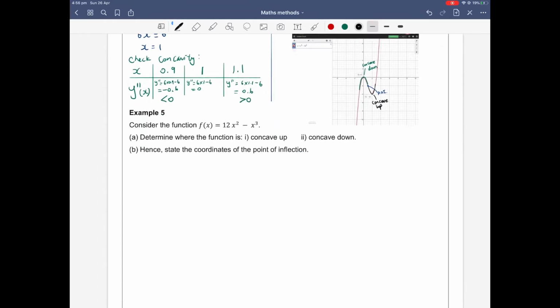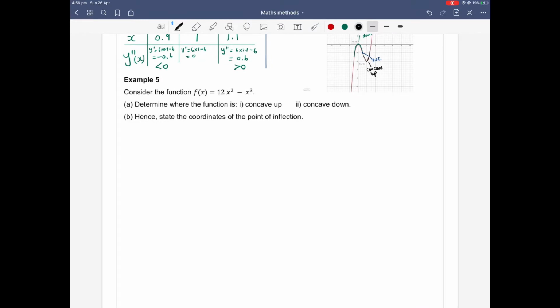Okay, so now let's have a look at example 5, which is very similar to example 4. It's just applying the definitions of concavity and point of inflection. So example 5 says, consider the function f of x equals 12x squared minus x cubed. Part A, work out where the function is concave up and then work out where it's concave down, and then work out the point of inflection.